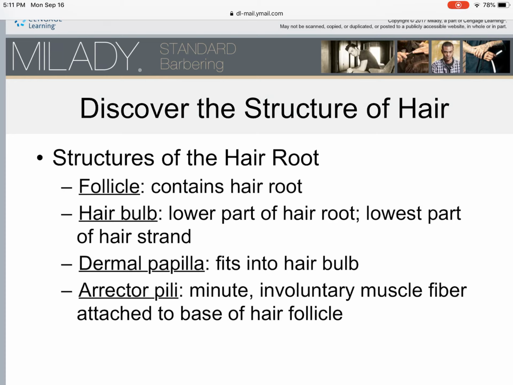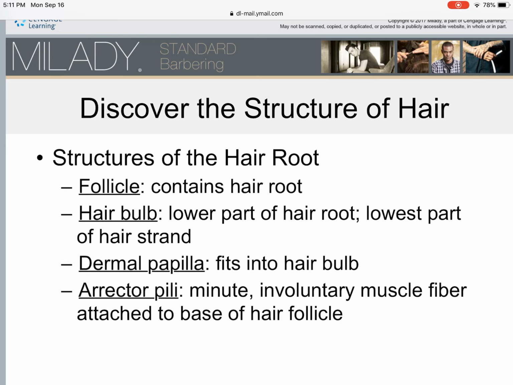Okay, what is the dermal papilla? The dermal papilla fits into the hair bulb. It's a small cone-like shaped elevation at the base of the hair follicle. It consists of capillaries responsible for supplying oxygen and nutrients to the follicle epidermal tissue. The epidermal tissue surrounds the papilla and forms the hair bulb. Blood and nerve supply is vital to growth regeneration of the hair. Nourishment reaches the hair bulb through the papilla, and a healthy papilla results in new hair growth.